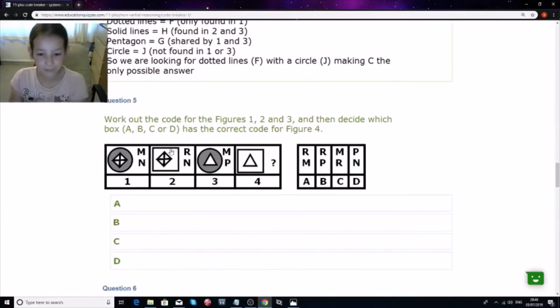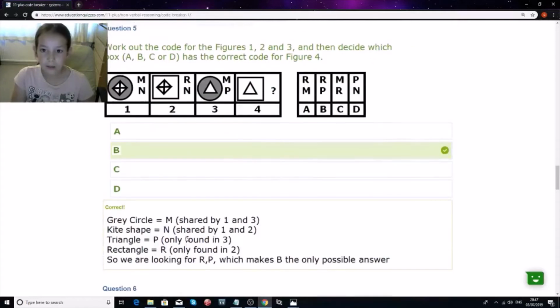Now, M means grey, R means blank, N means inside it has a kite and a cross, and P means triangle. So this is blank, which is R, and it is a triangle, so that would be P. R, P, B. C?